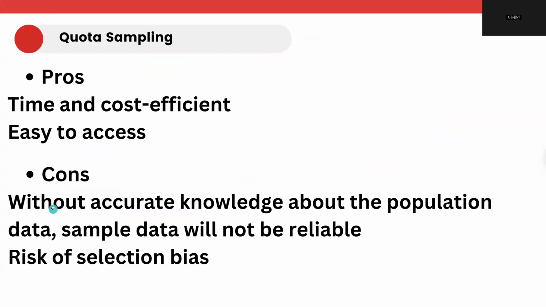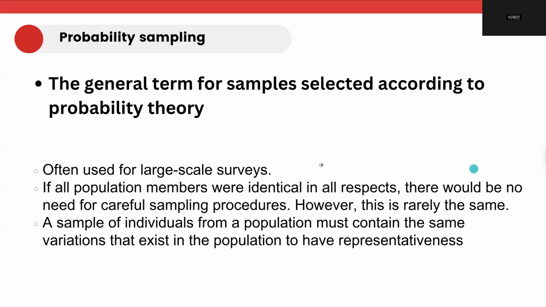So without accurate knowledge of the population data, we cannot get reliable data with quota sampling. But still, we have very good criteria compared with the census and data selection. It is relatively time and cost efficient compared with population data collection, and relatively easy to access compared with probability sampling and census data collection. But there are many cons, such as the risk of selection bias, right?